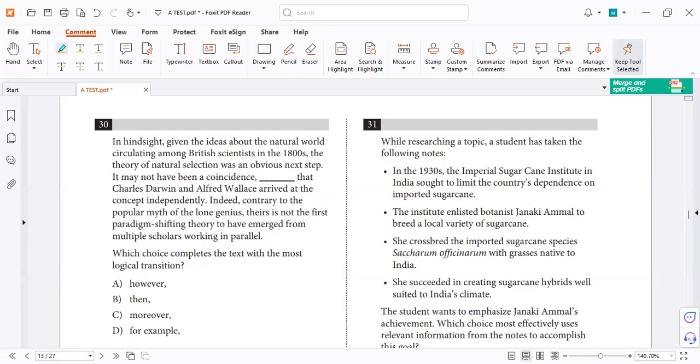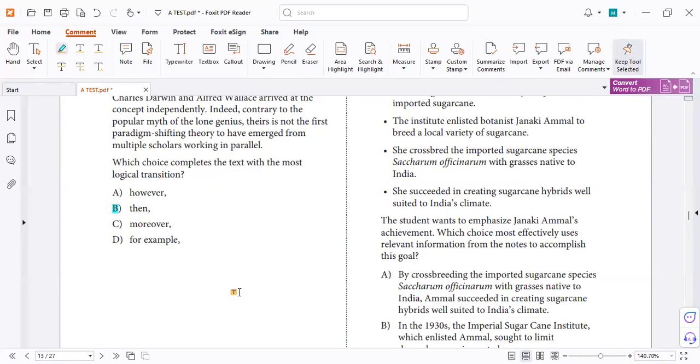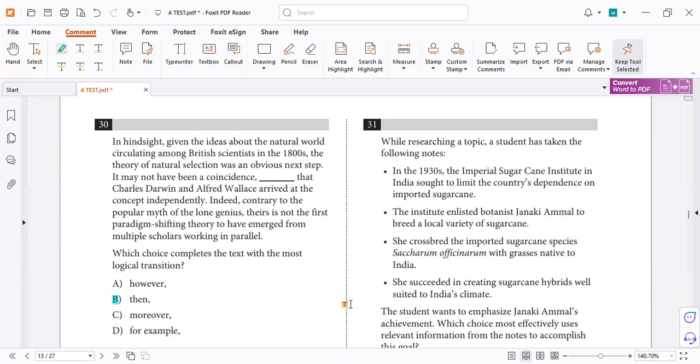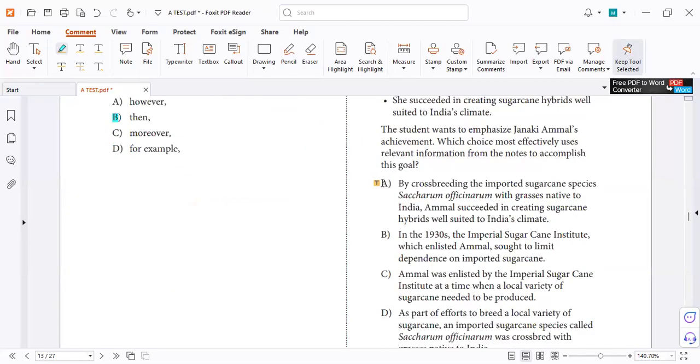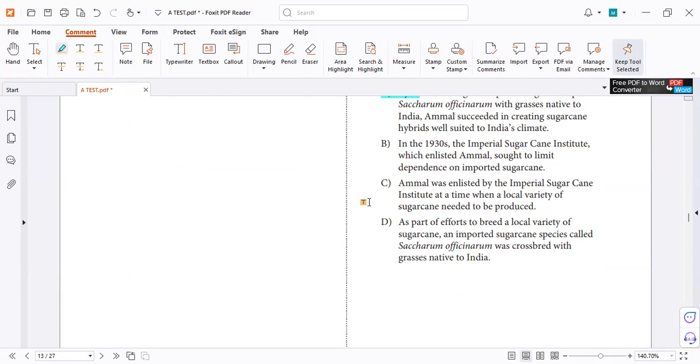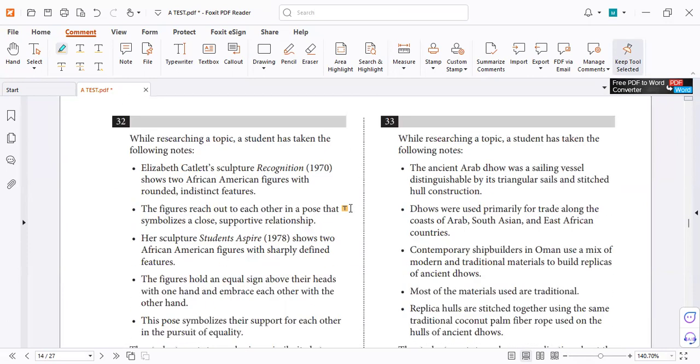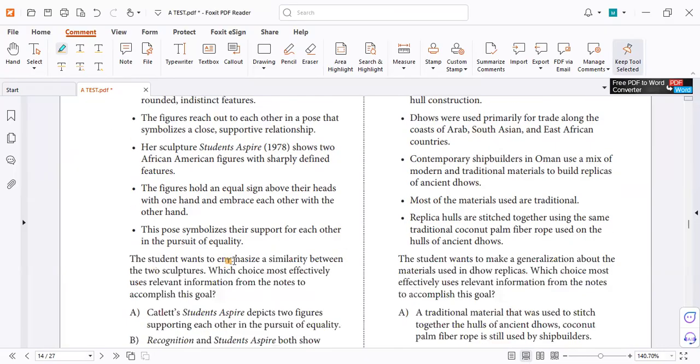Now number 30, it's letter B. 30, B. Correct. 31. 31, A. 31A, correct. Perfect. 32, A. 32A, wrong. Oh gosh. Let's read.